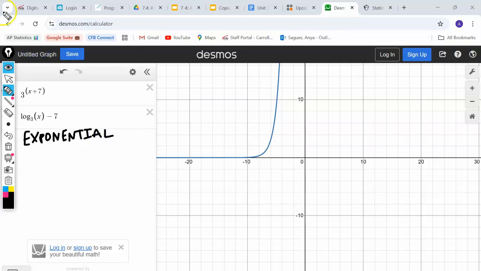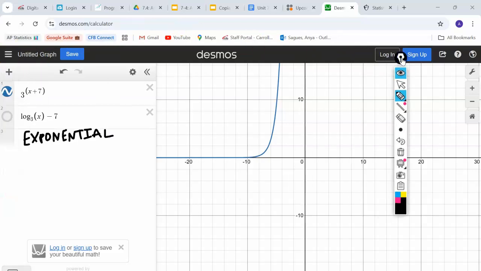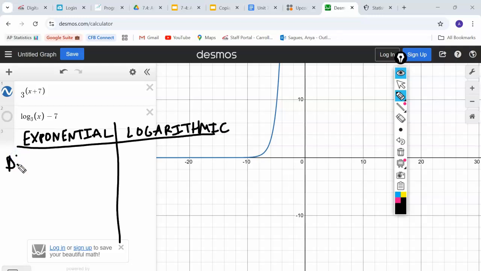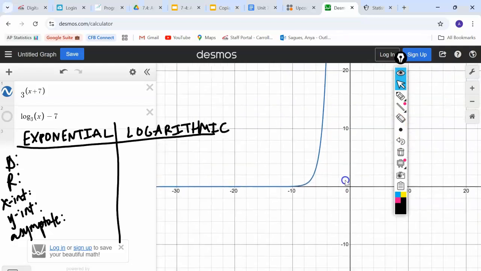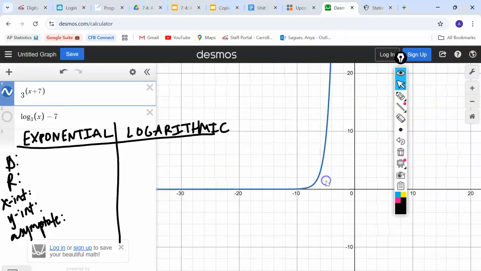We're going to have our exponential, our logarithmic, and we're going to start with our domain. So for our exponential, the domain, range, x-intercept, y-intercept, and then the asymptote. Alright, so for my exponential, which is our original one that we started with, I'm looking at domain.